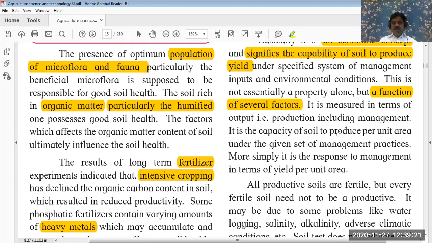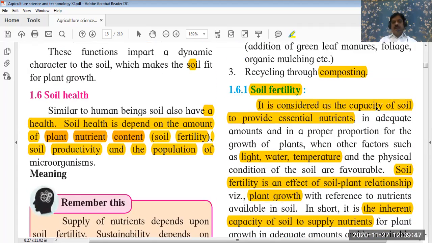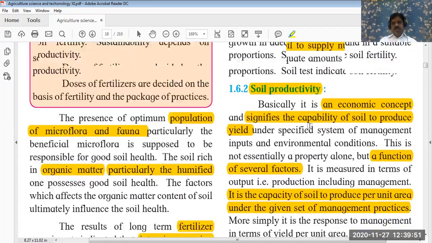And you can see this definition of soil productivity. It is the capacity of soil to produce per unit area under given management practices. So what is the definition of soil productivity? It is the capacity of soil to produce per unit area under a given set of management. Then what is the definition of soil fertility? It is considered as the capacity of soil to provide essential nutrients. So remember the difference.